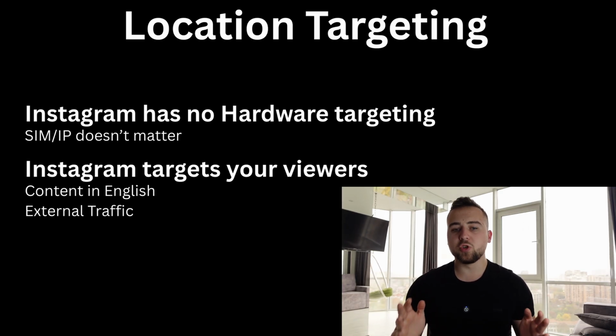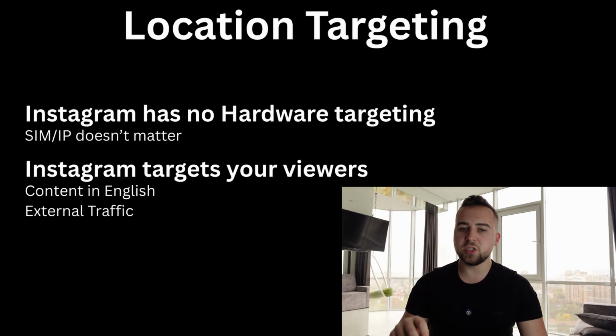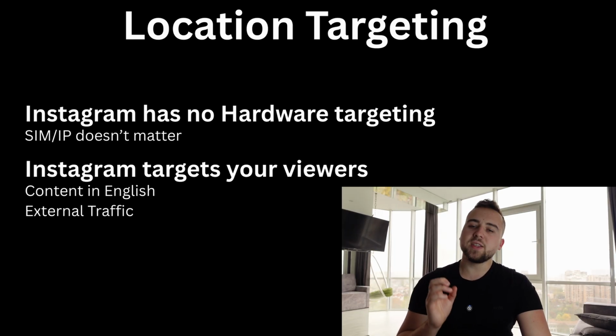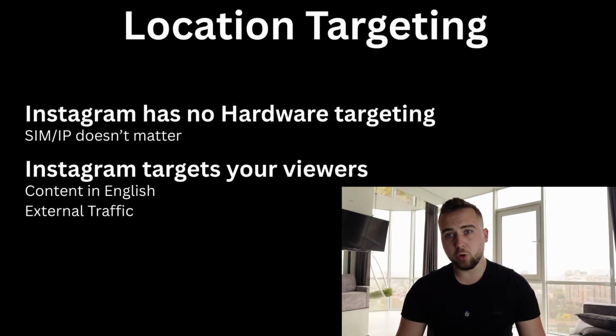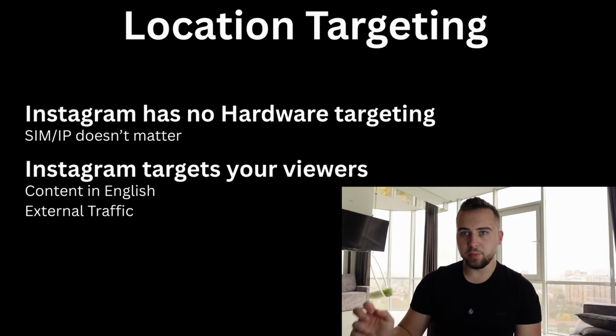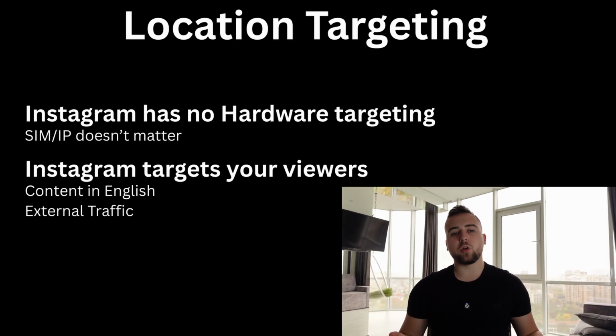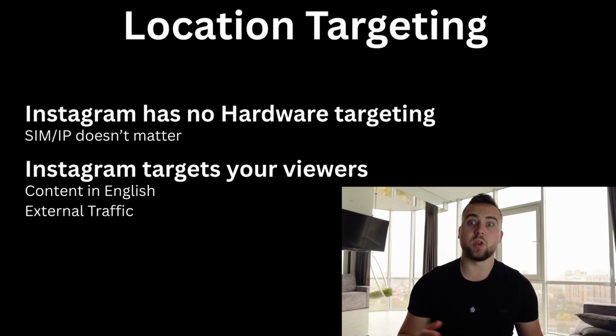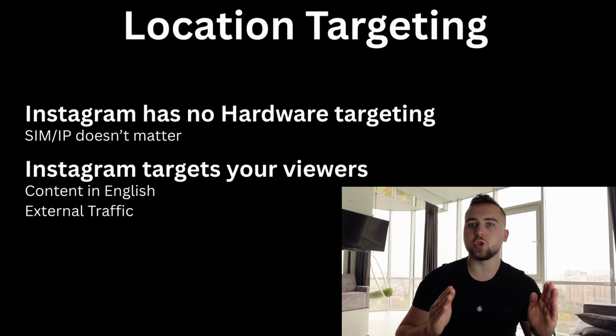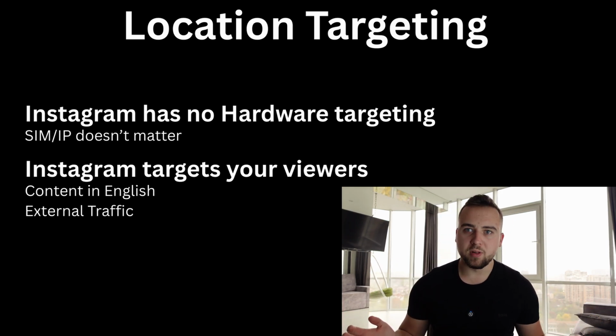Because Instagram targets your viewers based on your content language and the people watching your content. If they see there are a lot of US people watching their content, it gets recommended to more US people. So you gotta sit there and think, how do I get US people to watch my content? Okay, first of all, I can make the content in English. That will help it out. I mean, English content will be shown to English people. If you want to target German people, make German content.